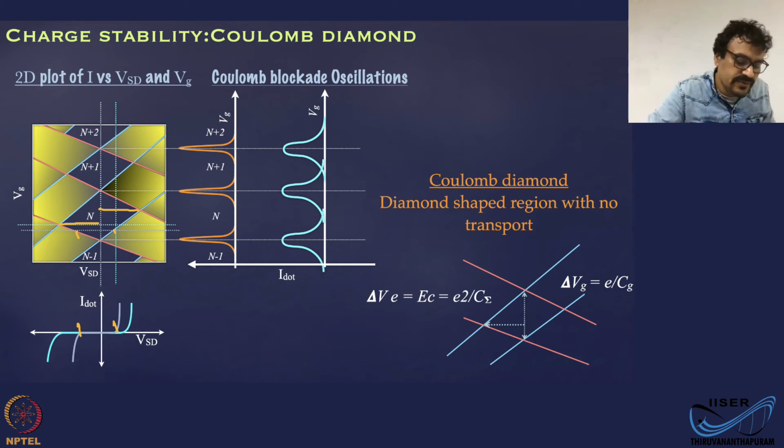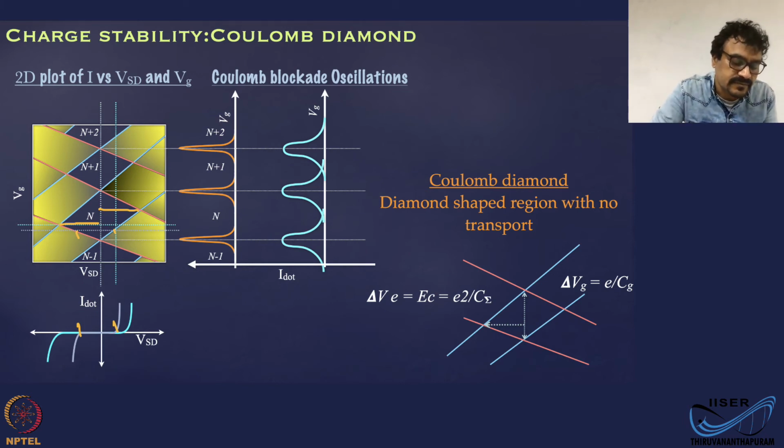If you look at the geometry plotted here, the distance from the center to the onset of transport should be the charging energy, because that is what is required to overcome the charging and put an electron on the island, the dot. So just from this dimension of the diamond, you can get the charging energy.